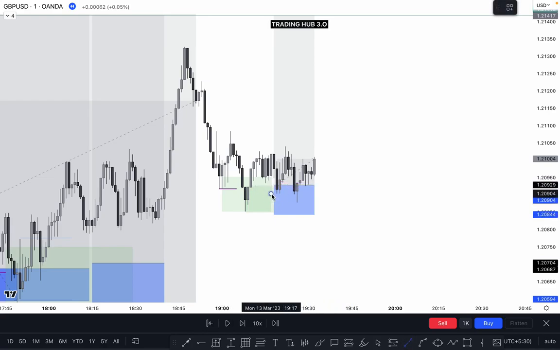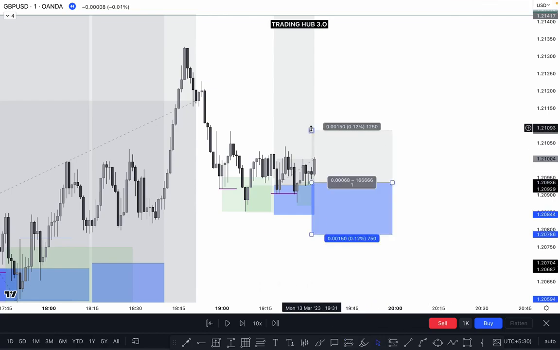Press tap here and then you have to wait for it to take out the liquidity, and again single candle order block is here, right? You can also buy here. This is also a possible entry here.